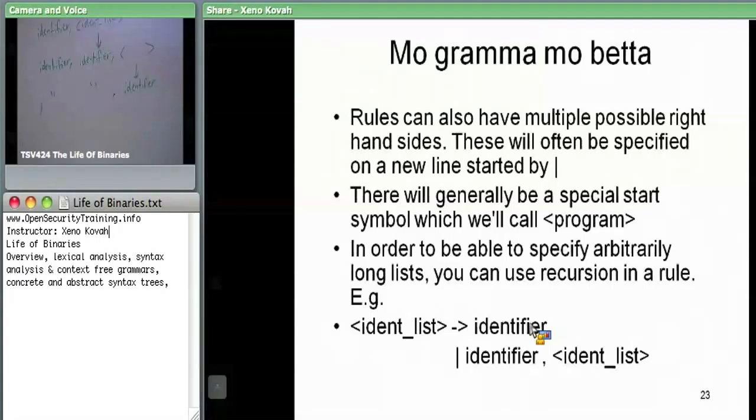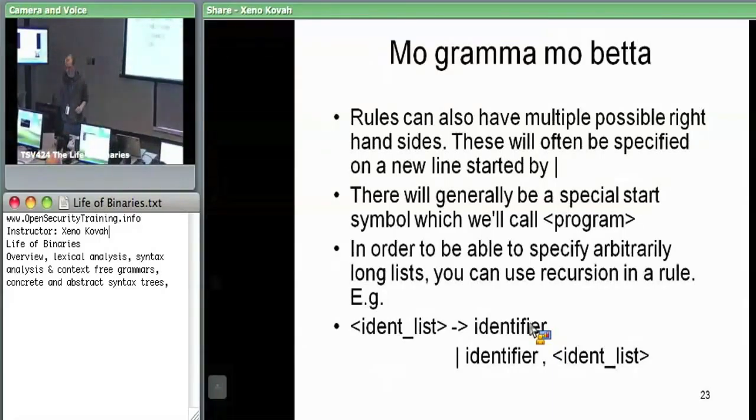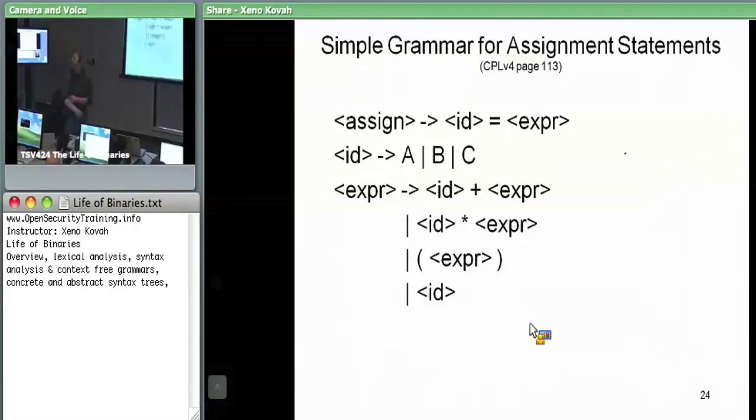And then just a miscellaneous thing, typically, I don't think you even see it in my examples, but typically you'll start with some rule, program, and program will have an interpretation to initial possibilities, and from there you just keep branching out. All right, so here's a very simple grammar for assignment statements, which I slightly modified from this book that I'm referencing.